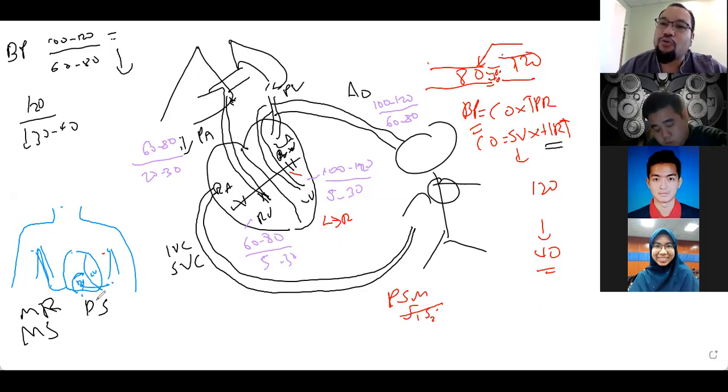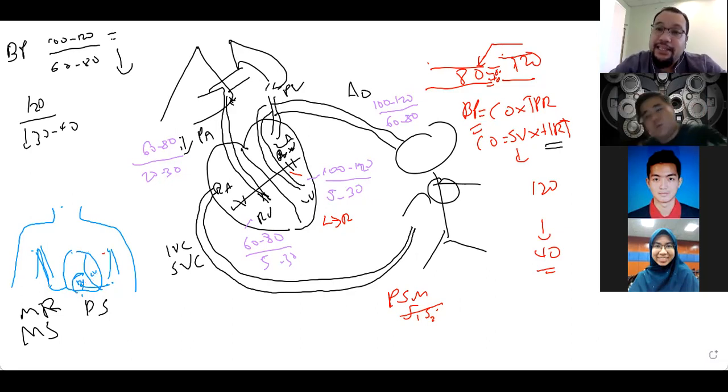Dia hypertroph. Dia jadi sado, dia jadi besar. So bila dia jadi besar, right ventricle duduknya di sini. Bila dia membesar, dia akan push heart jadi macam tu. Sebab tu dia jadi boot shape heart, sebab right ventricle tempatnya di bawah. So bila you buat x-ray, you akan nampak boot shape heart, you akan nampak oligemic lung field.